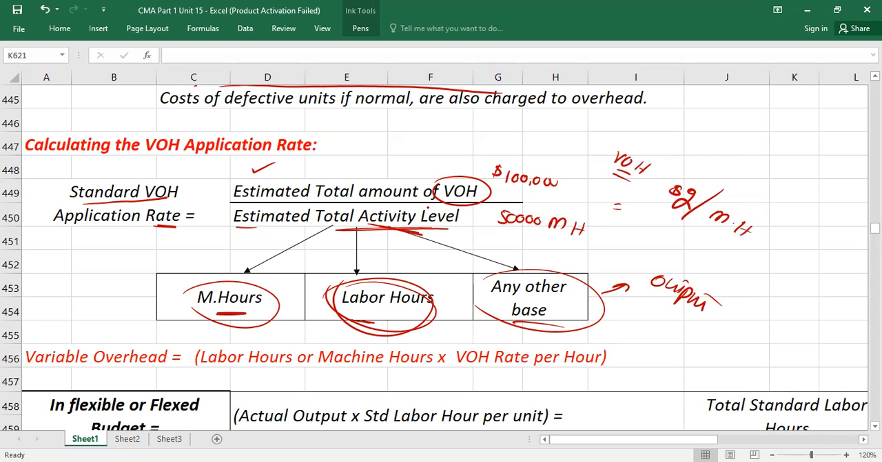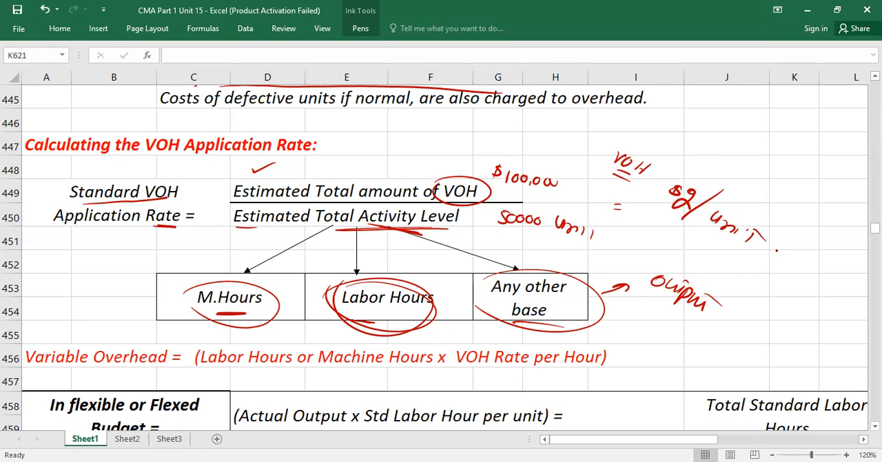If I'm dividing here by output, let's assume I have 50,000 units. Then this rate will be $2 per unit. Understood? This is the rate which we will use to allocate the overheads to the product. Clear? So how many bases do we most commonly use? Three bases: machine hours, labor hours, or output.